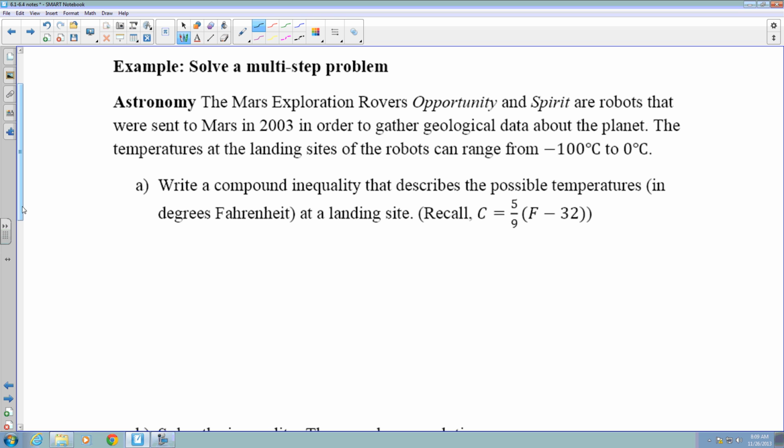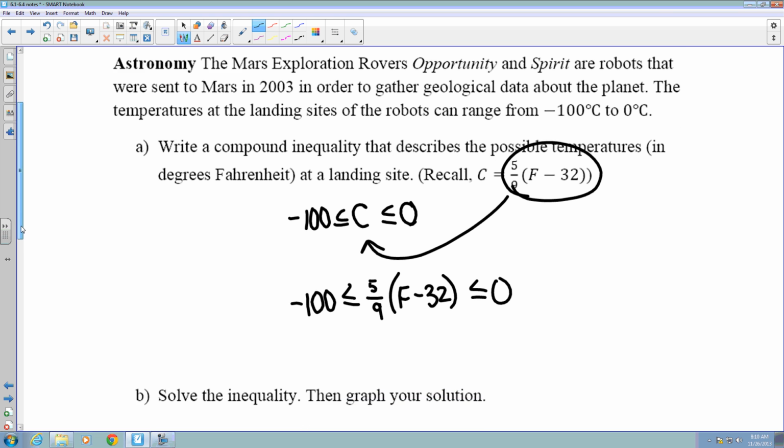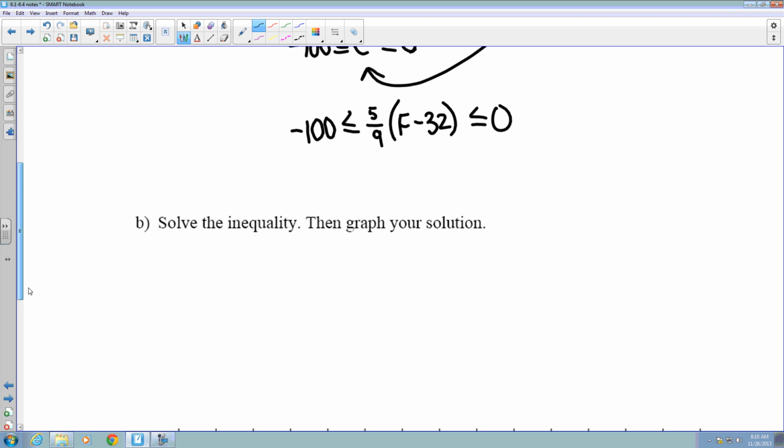So if we know that our temperatures are from -100 to 0 in Celsius, we need to substitute this in for C because we want to represent this in degrees Fahrenheit. So -100 is less than or equal to 5/9 times F minus 32 less than or equal to 0. And in part B, we need to solve it.